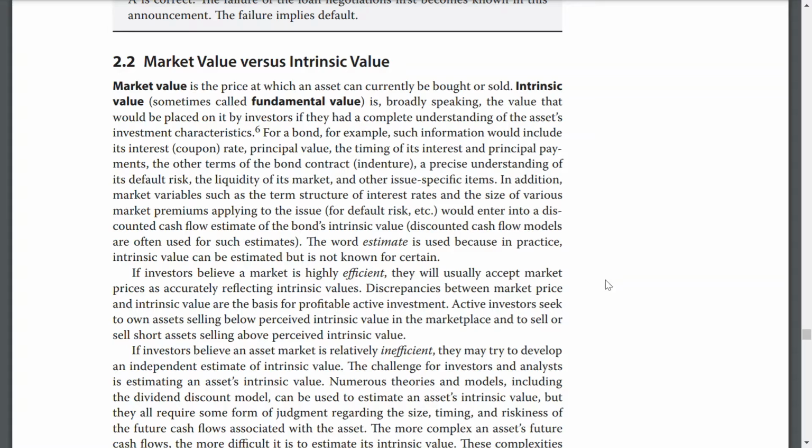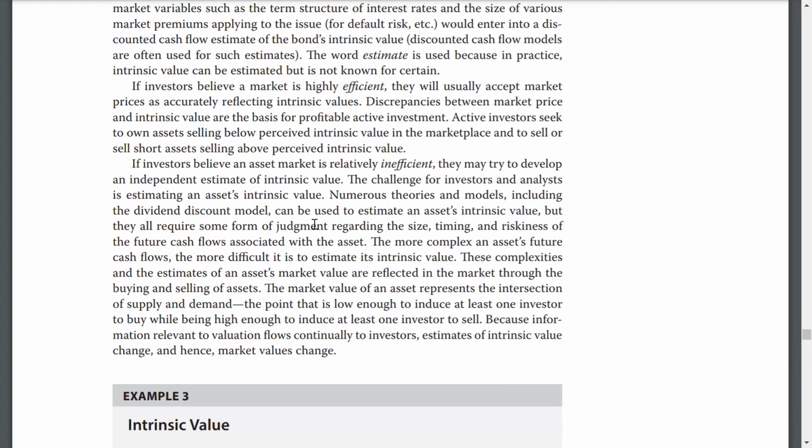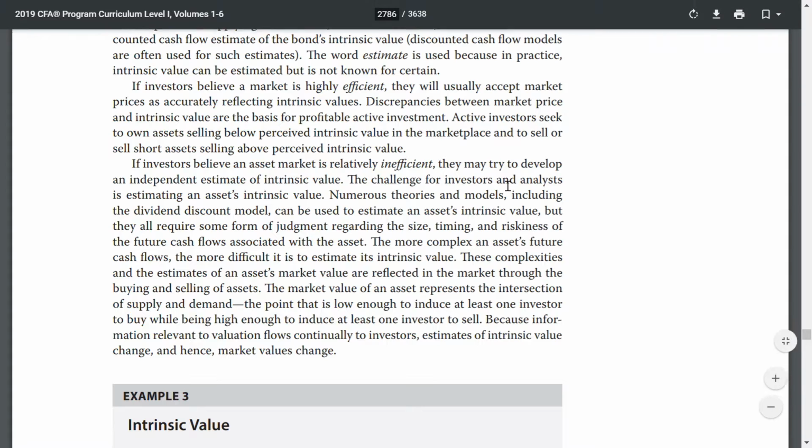Discrepancies between market price and intrinsic value are the basis of profitable active investments. Active investors seek to own assets selling below perceived intrinsic value in the marketplace, and to sell short assets selling above perceived intrinsic value. If investors believe an asset market is relatively inefficient, they may try to develop an independent estimate of intrinsic value.